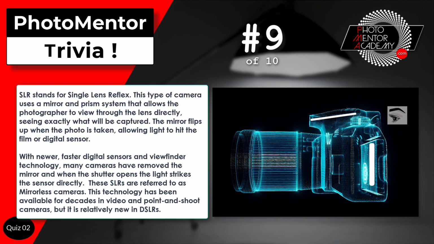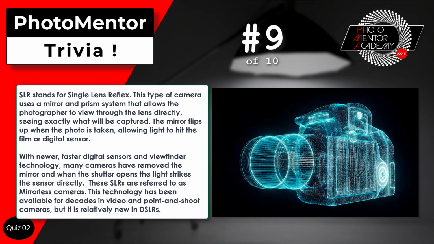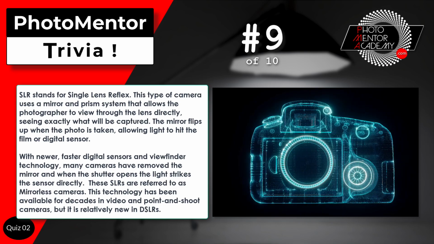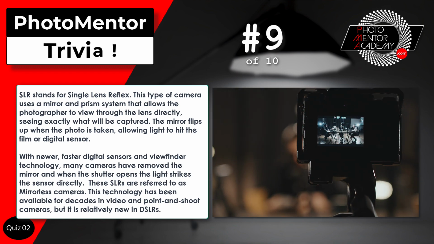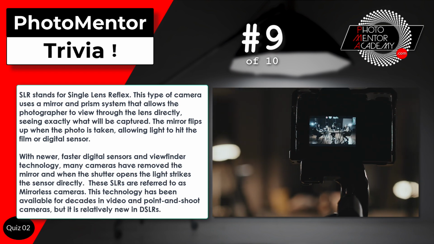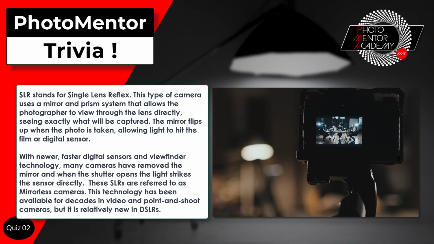The mirror flips up when the photo is taken, allowing light to hit the film or digital sensor. With newer, faster digital sensors and viewfinder technology, many cameras have removed the mirror, and when the shutter opens, the light strikes the sensor directly. These SLRs are referred to as mirrorless cameras. This technology has been available for decades in video and point-and-shoot cameras, but it is relatively new in DSLRs.